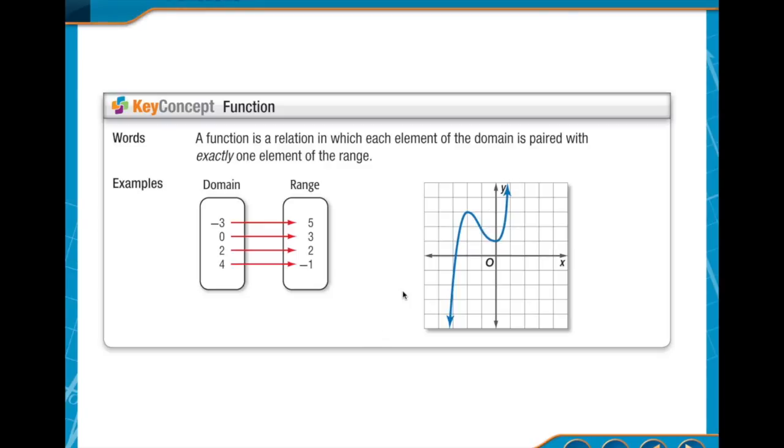You can imagine having a vertical line and drawing it across the shape. If that vertical line, as you drag it across the shape, never touches 2 points at once, then it passes the vertical line test. So imagine a vertical line going across this whole graph here. It would never touch 2 points at once, so this is in fact a function.